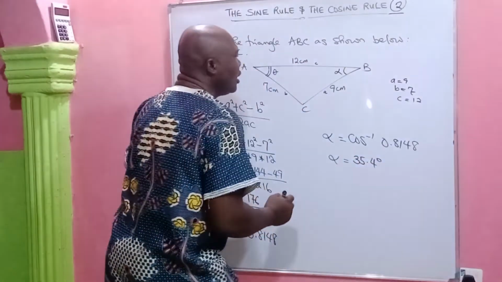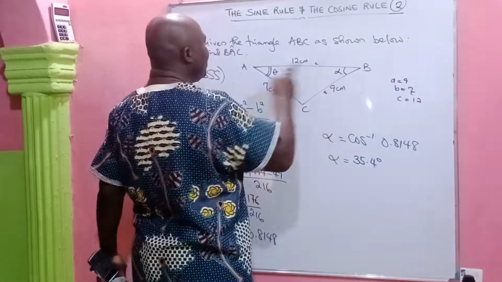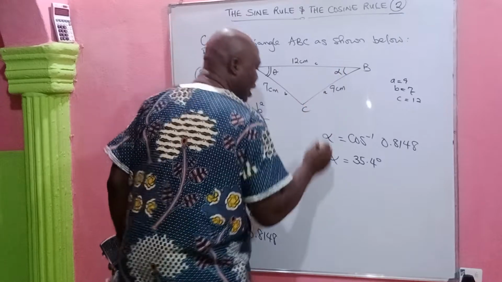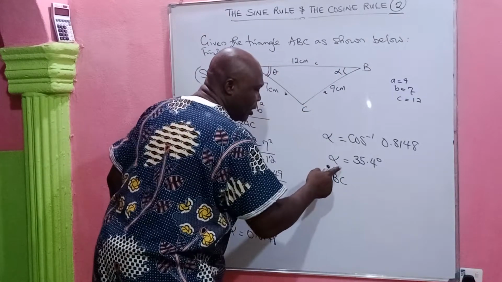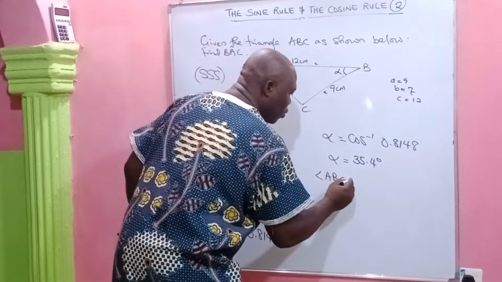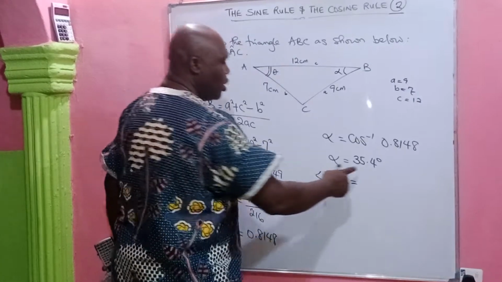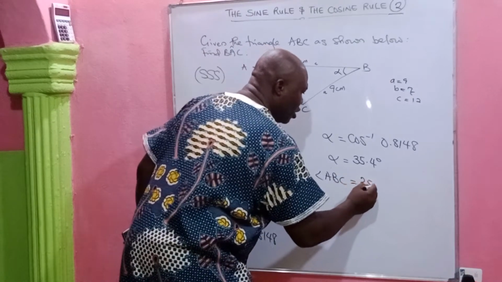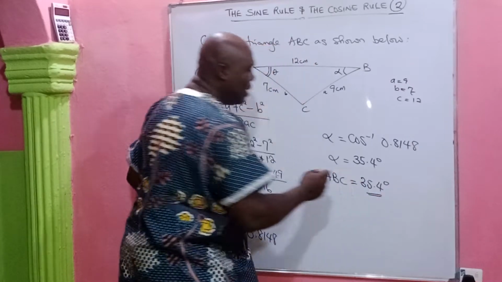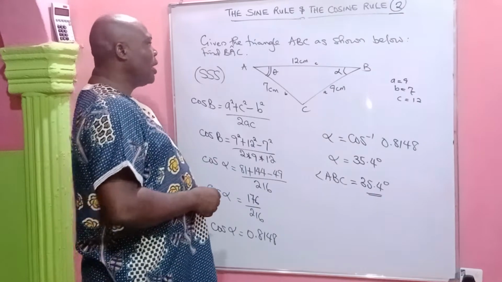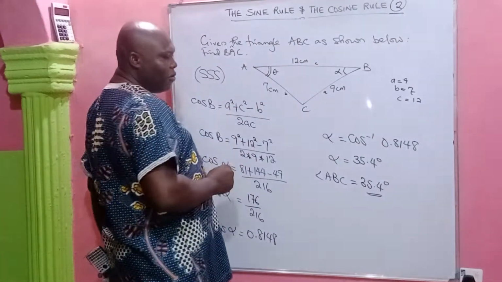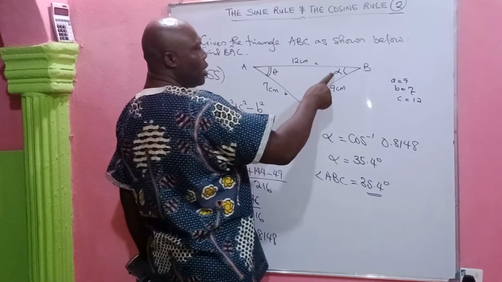35.4 degrees. Therefore, the angle at B, angle ABC, will be equal to 35.4 degrees. All right, so please take note. There are two things I want you to note now. We've been able to calculate angle theta, and we've been able to calculate angle alpha.